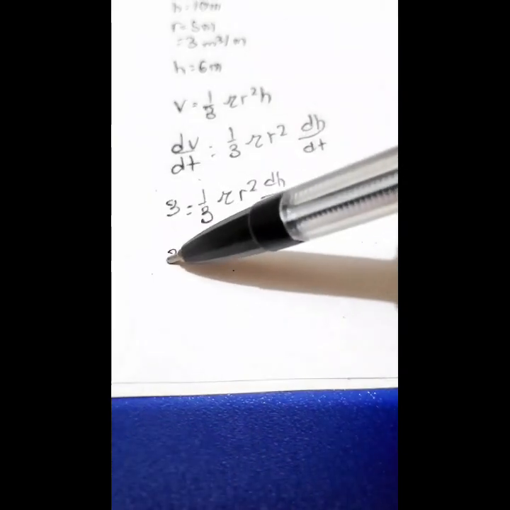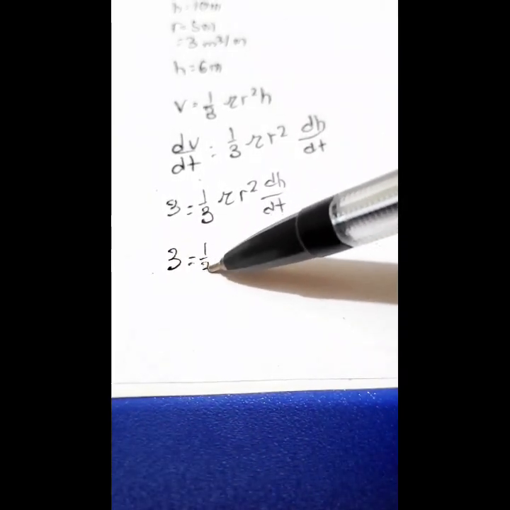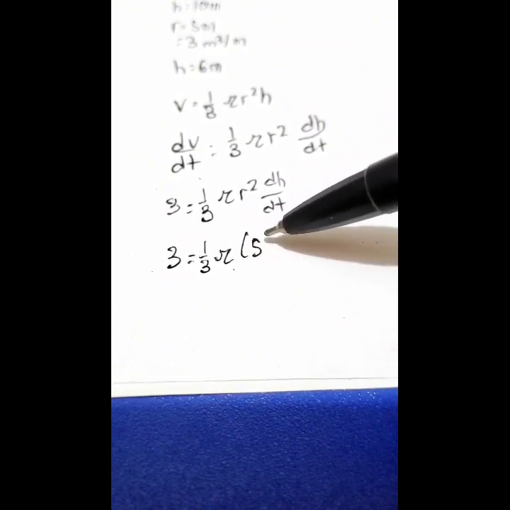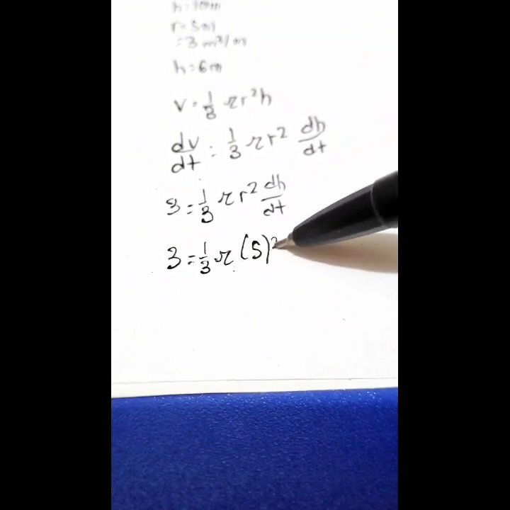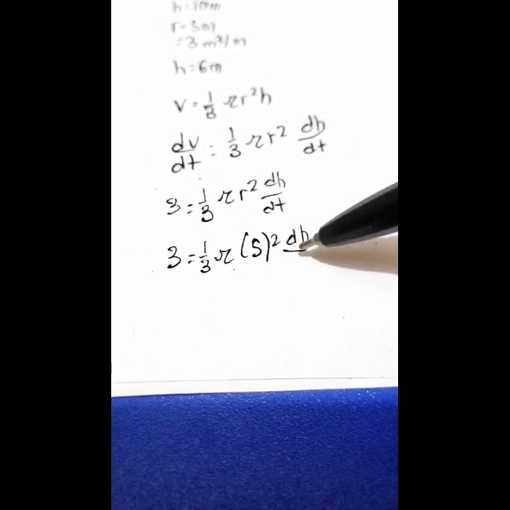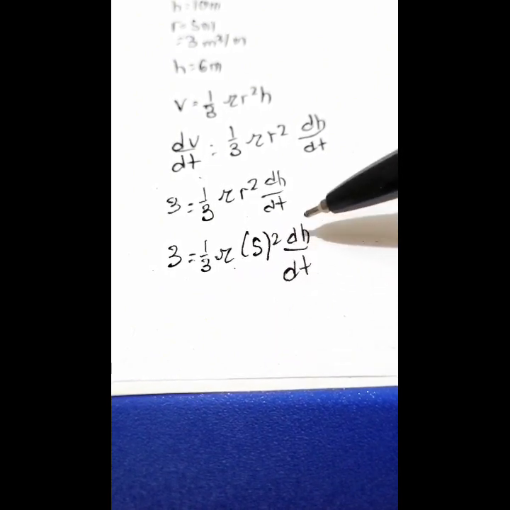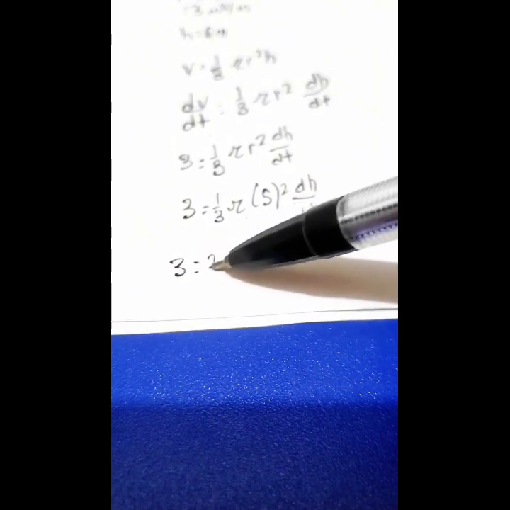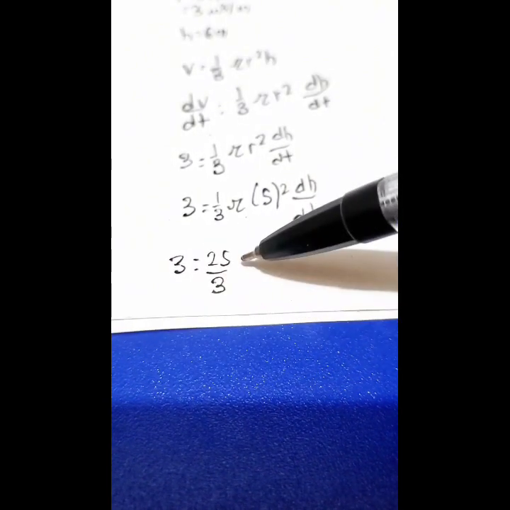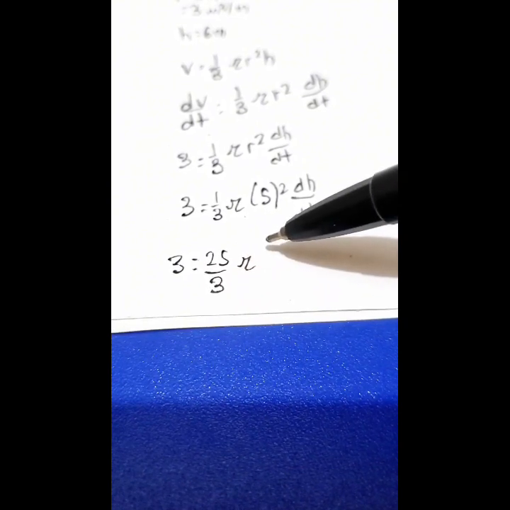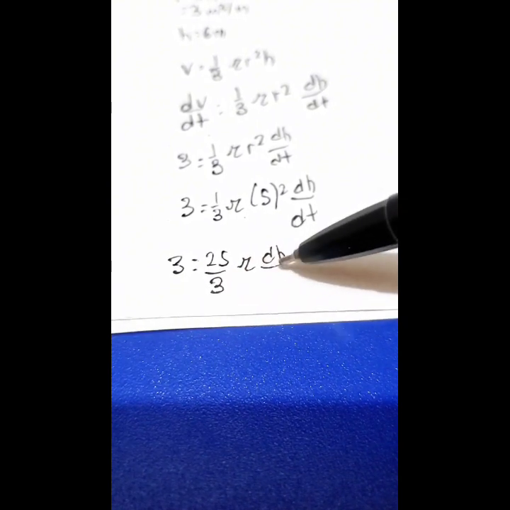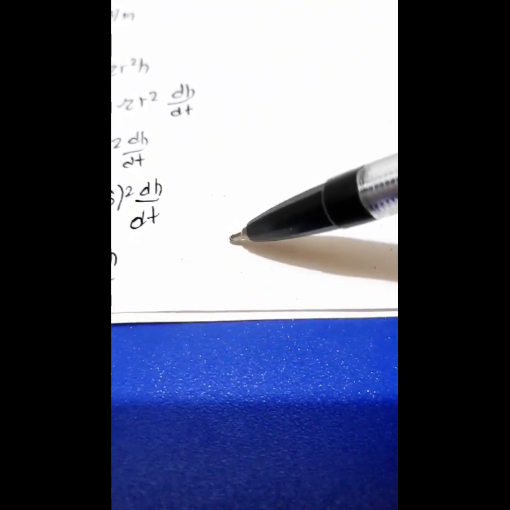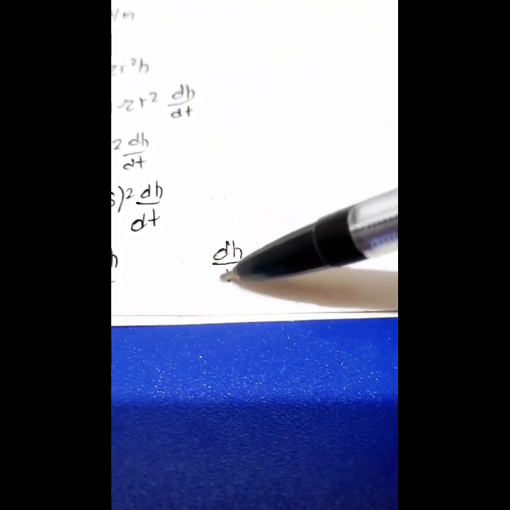Now let's move on to a conical tank with a height of 10 meters, radius of 5 meters, and water filling it at 3 cubic meters per minute. Differentiating the volume formula, V equals 1/3 pi r squared h, with respect to time gives us dV over dt equals 1/3 pi r squared dh over dt. Solving for dh over dt, we find that when the water is 6 meters deep, the water level rises at a rate of 9 over 25 pi meters per minute.